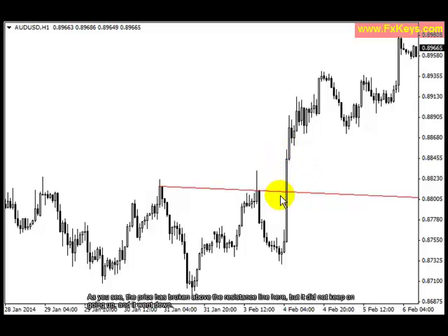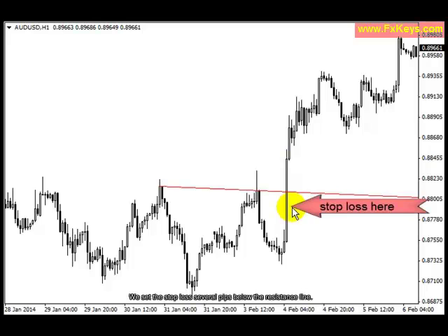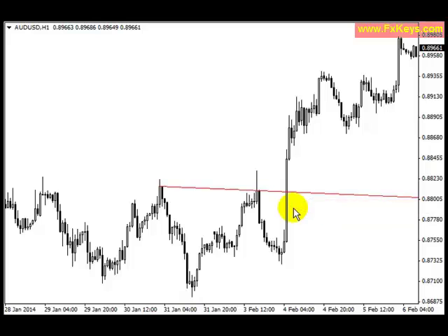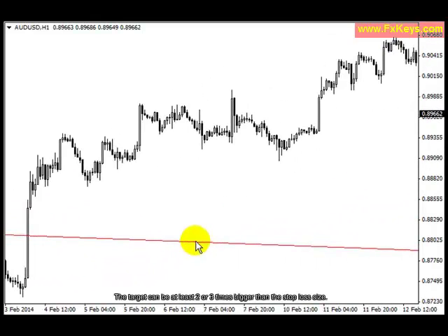This candle has closed above the resistance line, and so we know it as the breakout candle. After plotting a resistance line, we wait for a candle to close above it. We will buy when the candle is closed and the next candle is opened. We set the stop loss several pips below the resistance line. The target can be at least 2 or 3 times bigger than the stop loss size.